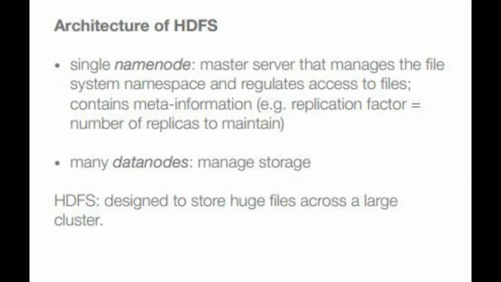So your architecture in HDFS is composed of 2 major things. One is a name node, which is a master server. It manages the file system namespace. It regulates the access to the files and carries the meta information. It can be the replication factor, for example, like how many replicas of that particular block exist. Then it also has data nodes. That's the second component of the architecture. There may be multiple data nodes, and they store the actual data set.